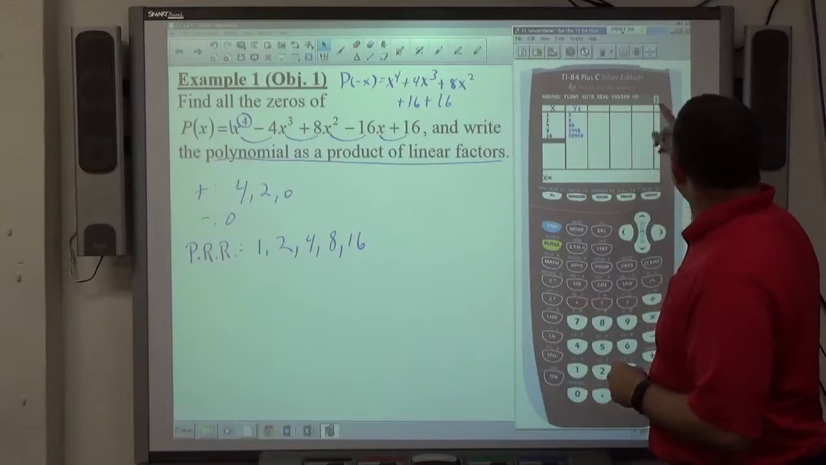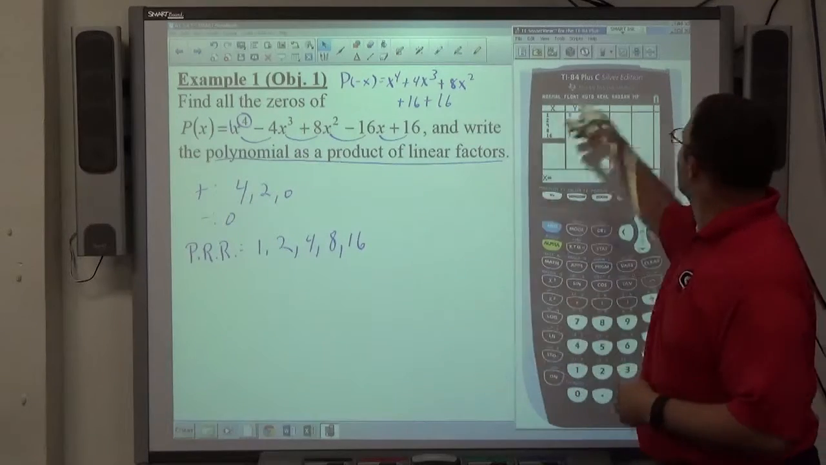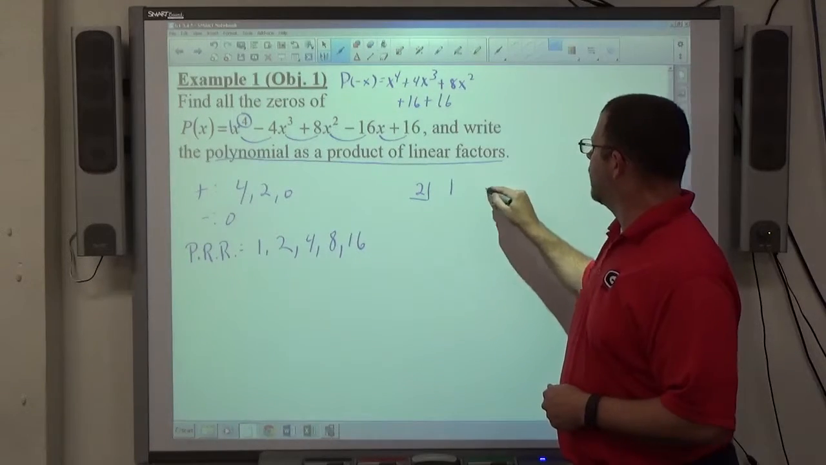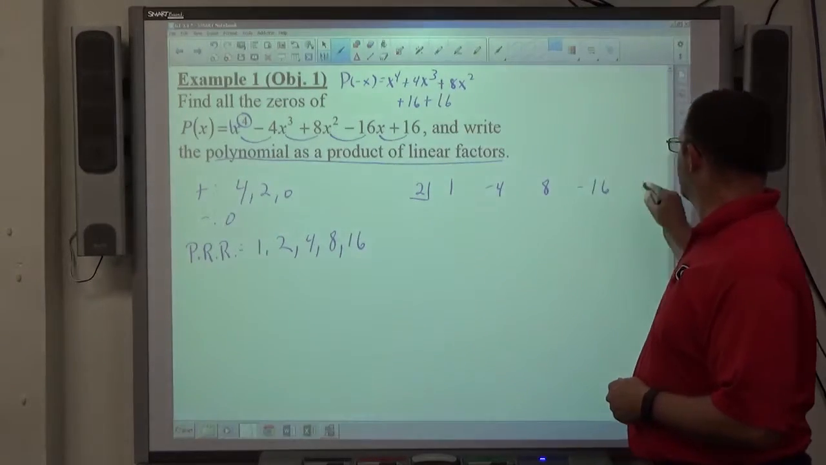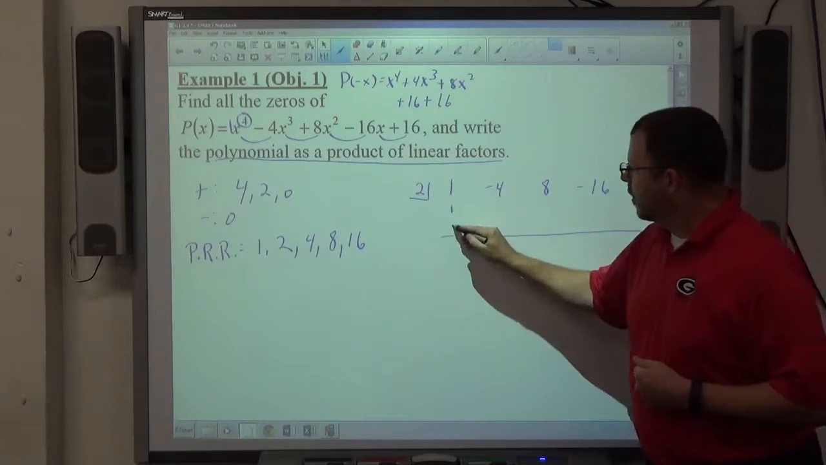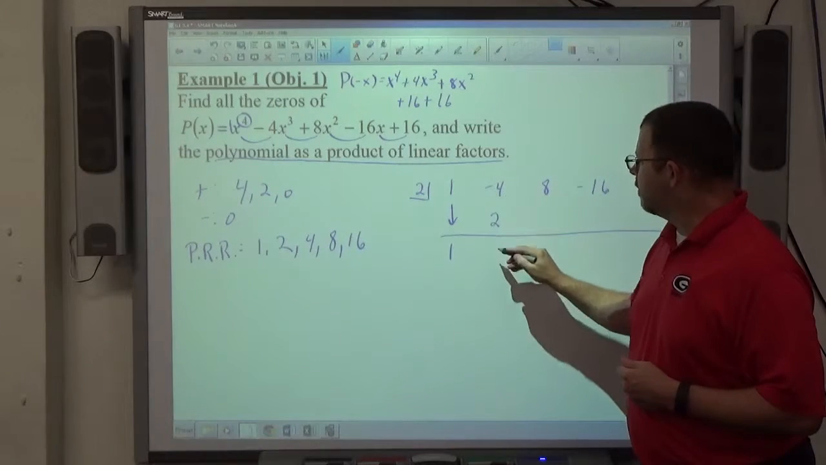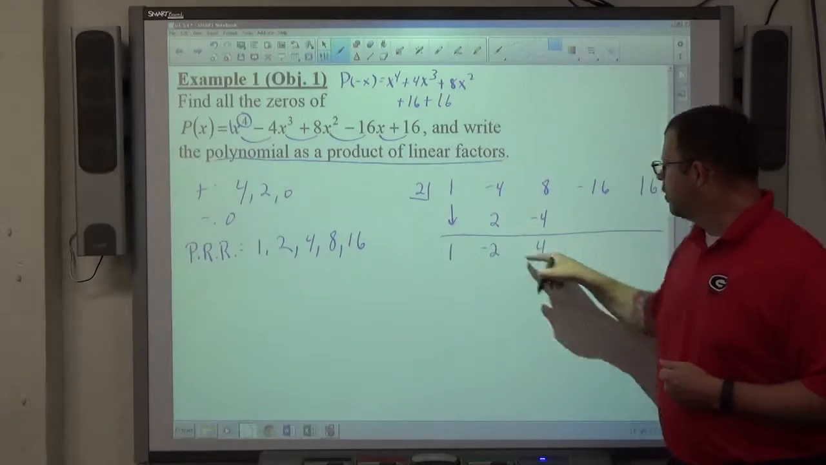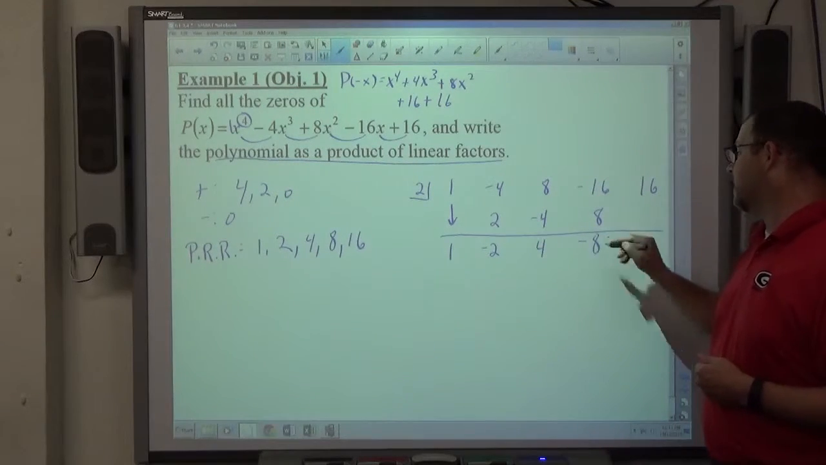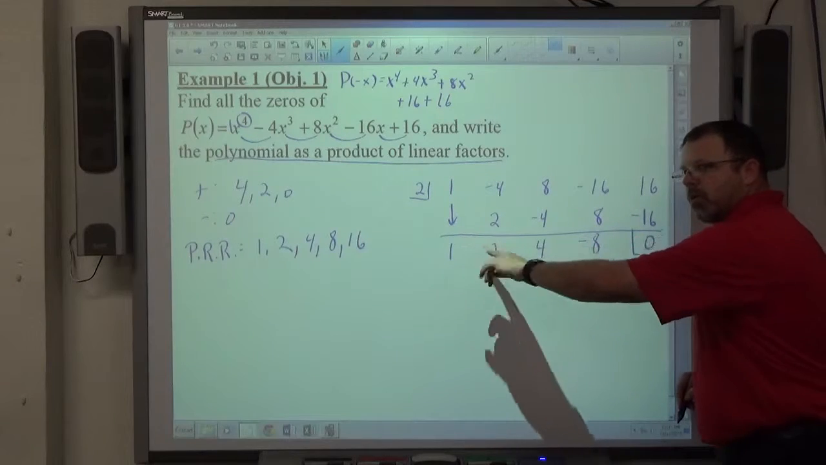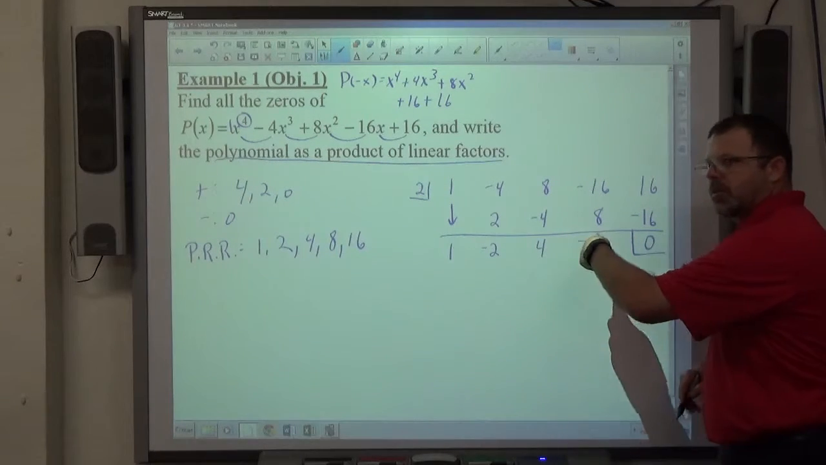Okay? So once I establish that 2 is the only number that works out of my list, I'm going to do synthetic division with that. So 2 goes out here, 1, negative 4, 8, negative 16, and 16 go over here. It's the same process we used from chapter 3.3. Bring the 1 down. 2 times 1 is 2. Negative 4 plus 2 is negative 2. 2 times negative 2 is negative 4. 8 minus 4 is 4. 2 times 4 is 8. Negative 16 plus 8 is negative 8. 2 times negative 8 is negative 16. Plus 16 makes 0. My remainder is 0. My reduced polynomial is now x cubed minus 2x squared plus 4x minus 8.